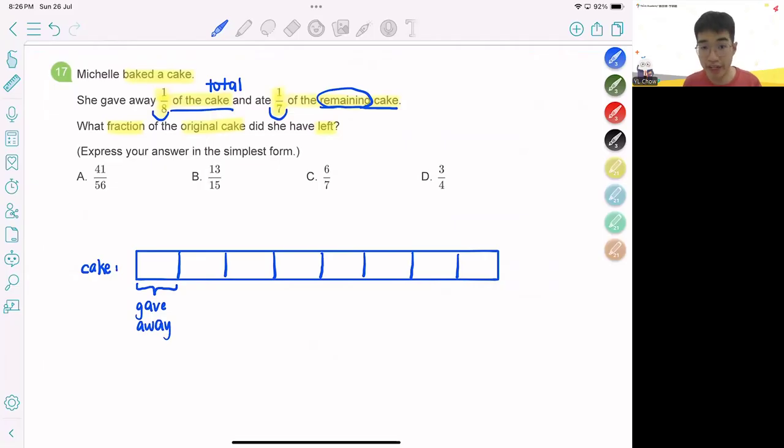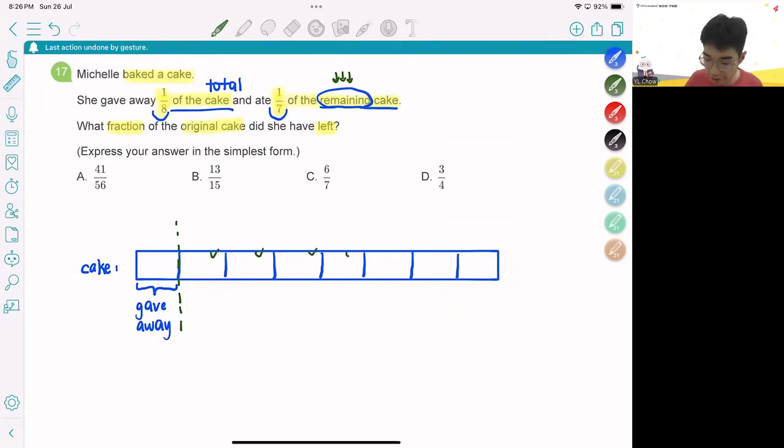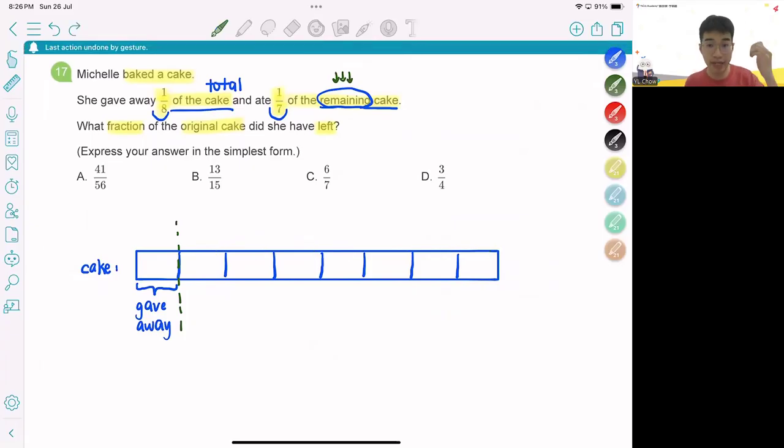Now, this is your 1 over 8. Among the 8 units, 1 unit is given away. So now we focus on finding the remaining. So where is the remaining? Teacher Yonglam's advice is to draw a dotted line to separate what is already given away and what is remaining. So actually the remaining is this part, which has 1, 2, 3, 4, 5, 6, 7 units. This is the remaining.